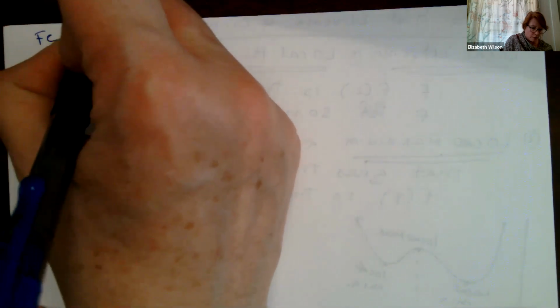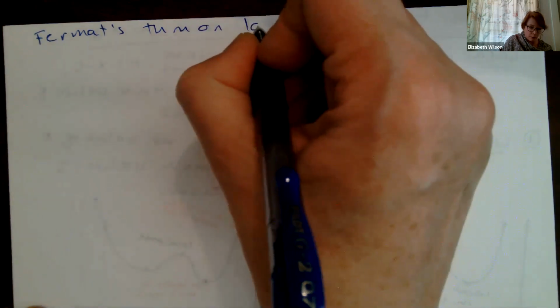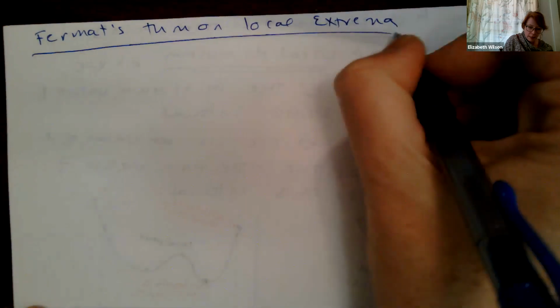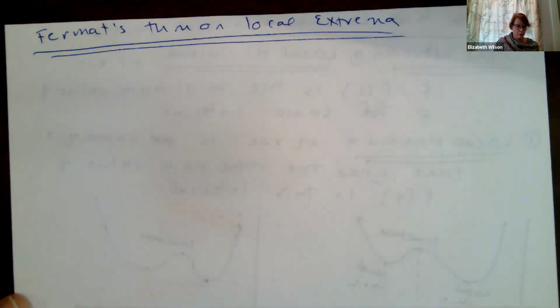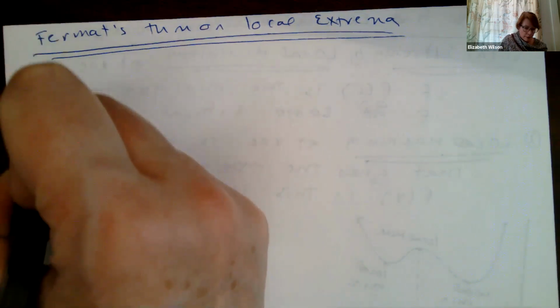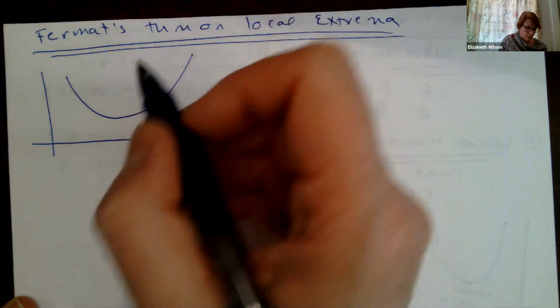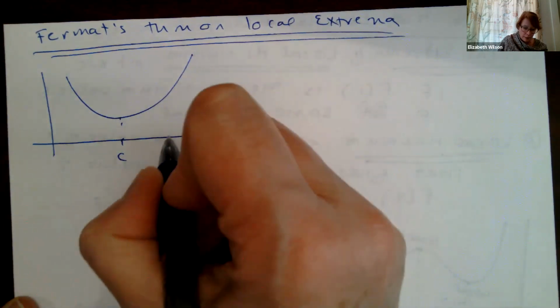All right, so I'm going to throw this theorem out here. This is Fermat's theorem on local extrema. I'm going to get into more detail about this at the end of this chapter. We probably won't get to it today. But let's say I've got some kind of a graph. Let's say my function does this. And here, I think I've got some kind of critical value happening.